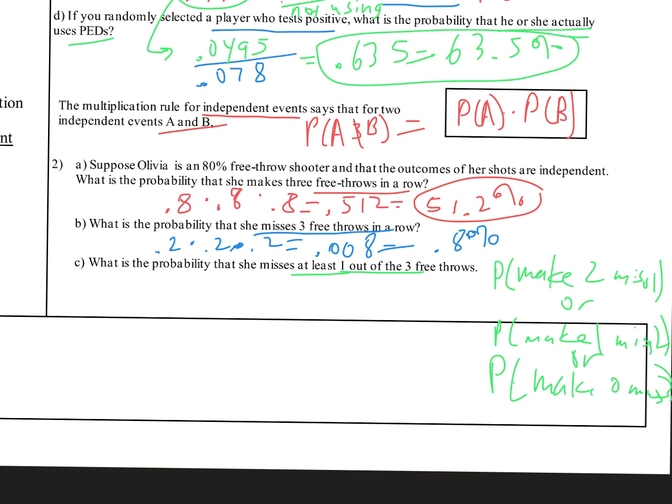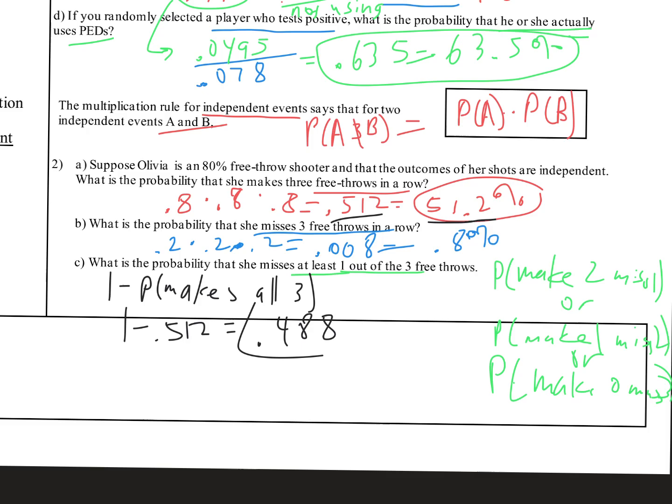So I'm going to do a different technique here. Let me get a different color. Let me get like a purple here. So the probability that she misses at least 1 would be 1 minus the probability that she makes all 3, because the opposite of missing at least 1 is if she makes all 3. It's the complement. And so I already know the probability that she makes all 3. It's right here, that 0.512. So 1 minus 0.512 would give me 0.488, and that would be that probability.